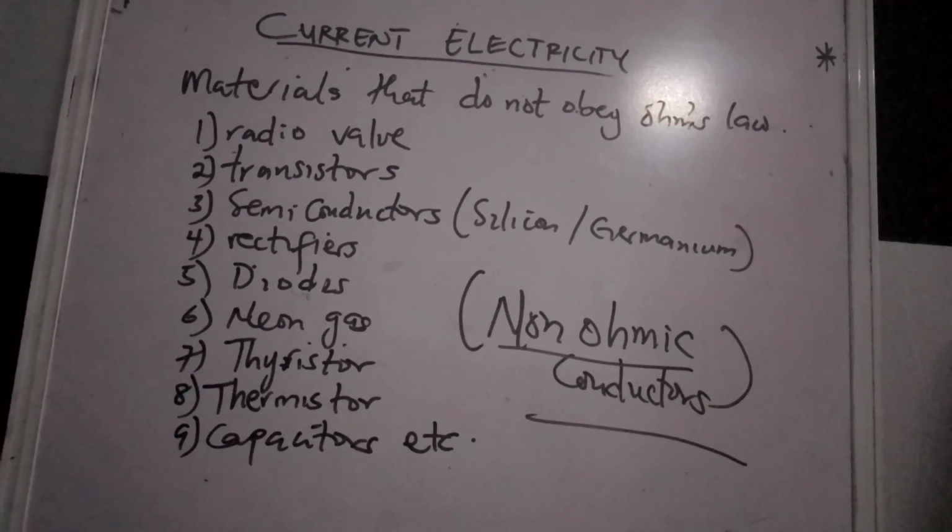Remember, Ohm's law is a conditional statement: provided certain conditions are met, the current passing through a metal is directly proportional to the potential difference. So if those conditions are not met, then such material will not obey Ohm's law. And we have some materials that will not meet that condition, and that's why we call them non-ohmic conductors.